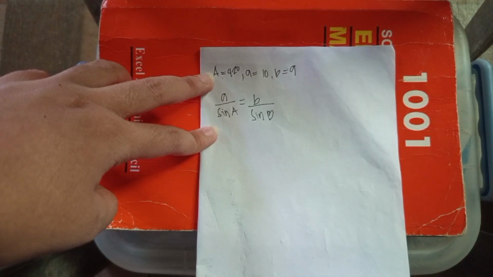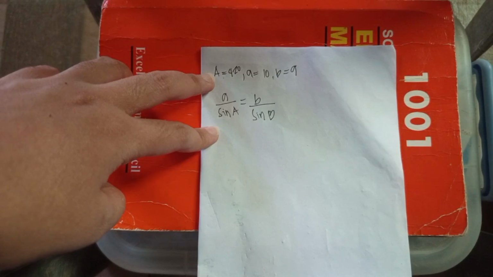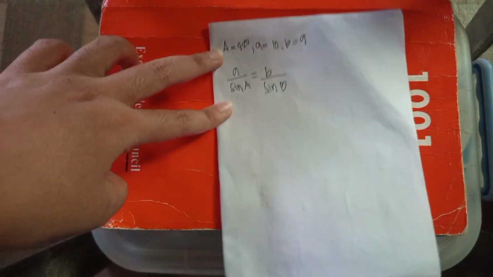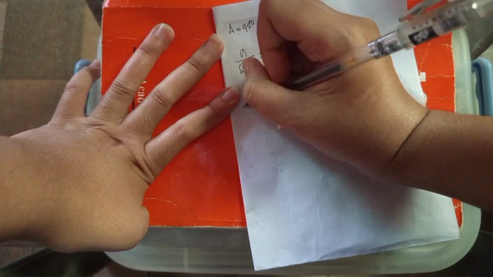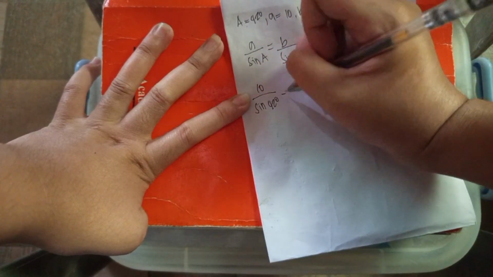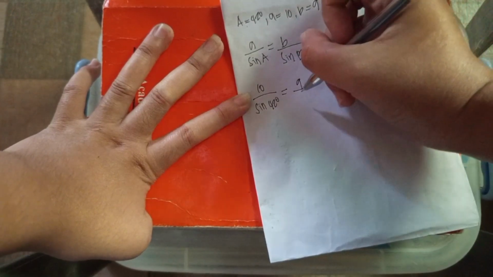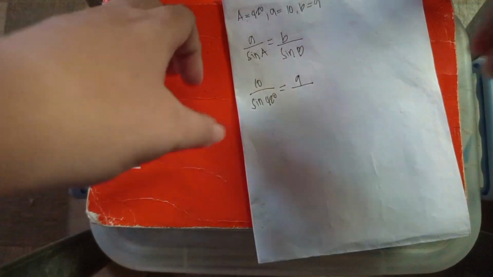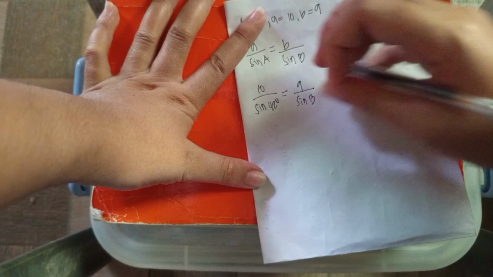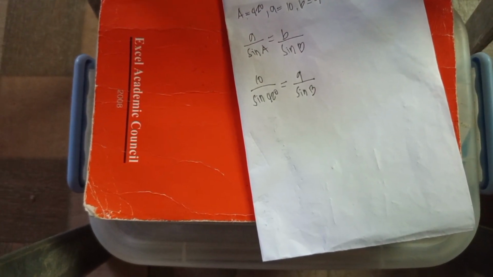Here we have angles A, B, and C. Angle A is 42 and side A is 10. Side A over sine 42 degrees equals side B, which is 9, over sine B. Cross multiply.